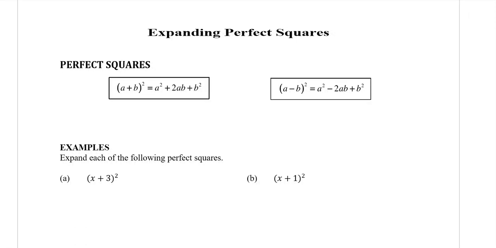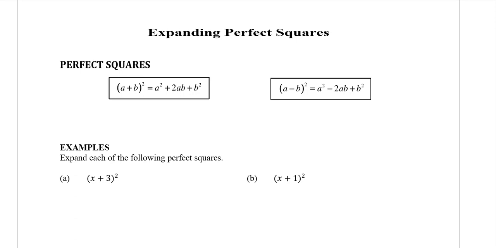Okay, we're going to do two sections today, but they're really the same as what we were doing yesterday. Yesterday we did the FOIL to expand things out. This one is expanding perfect squares, and there are some formulas here that you could learn that are meant to save you a little bit of time, but they don't really, and it's probably more likely that you would make a mistake. So it's safer if we still stick to our FOIL for these as well.